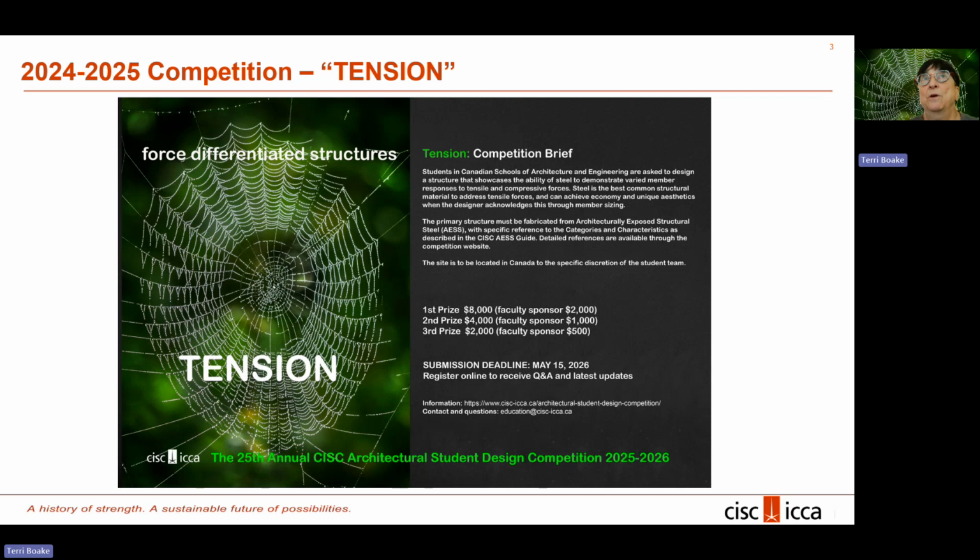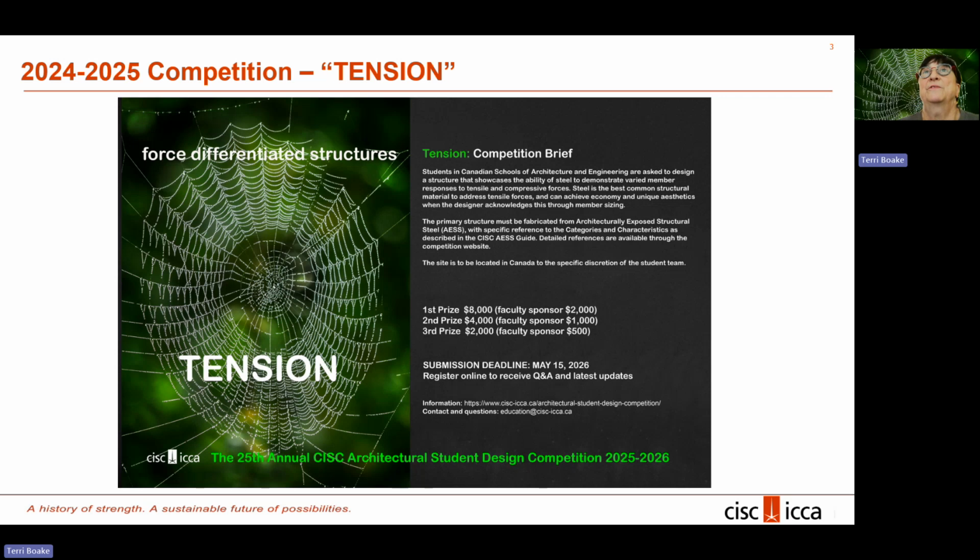So the topic of the current competition is tension. Very broadly, we're looking for projects that explore tensile members within the design, but without any specific building type. That will be left very open and up to your interpretation.